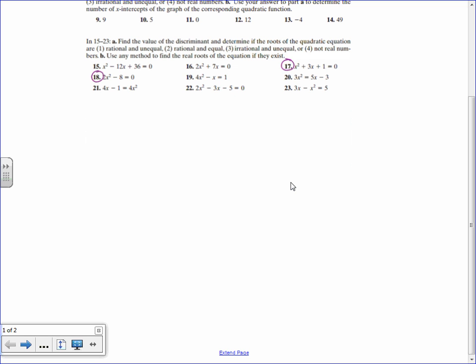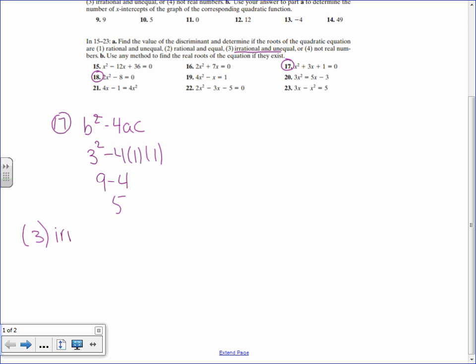So for 17, I'll find my discriminant, b squared minus 4ac. That's going to be 3 squared minus 4 times 1 times 1. So 9 minus 4, which is 5. So my discriminant is 5. It's positive, so it is real. But I cannot take the square root of 5. You're going to get something irrational. So that means my roots are real, but they are irrational and unequal. That is choice 3 in the instructions.